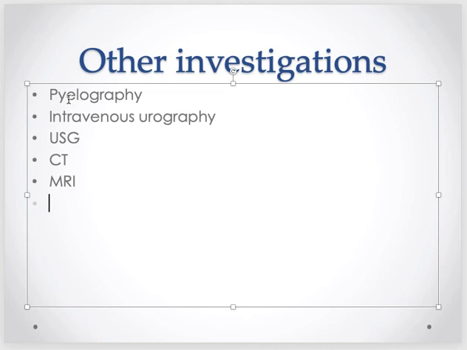There are two types of scan. One is called a DTPA scan, and one is called a DMSA scan. So what is a DTPA scan? It is basically diethylene triamine pentaacetic acid, DTPA. This one is to check the functionality of the kidney.